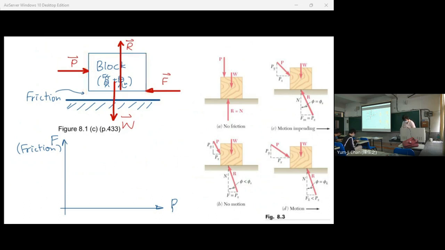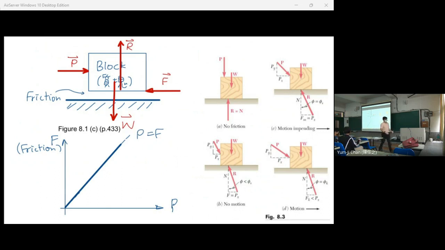Let me put one dotted line here. P is equal to F here, and we go from here. But if the force is high enough that the block starts to move or accelerate, then P is larger than F.